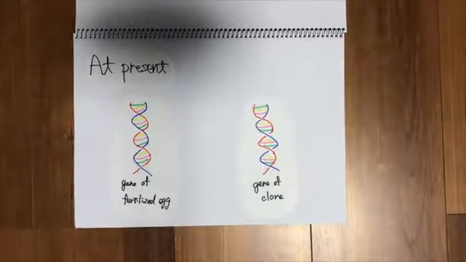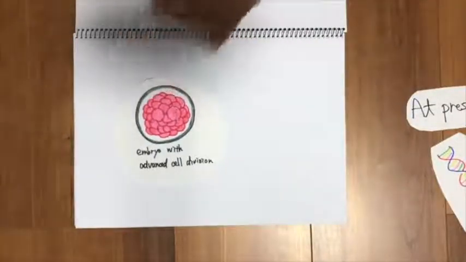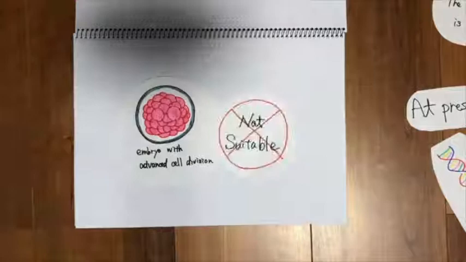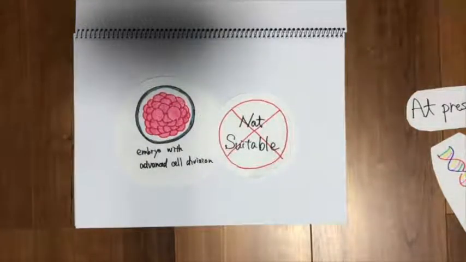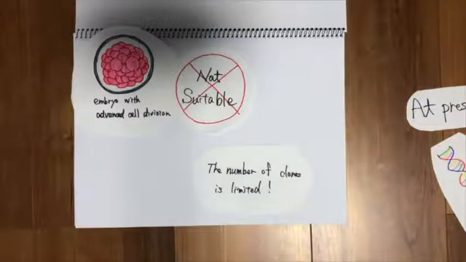The genes of embryo cells generated from one fertilized egg are all the same, and individuals produced using these cells are all clones having the same gene. However, at present, embryos with advanced cell division are not suitable for clonal production, so the number of clones that can be produced is limited.